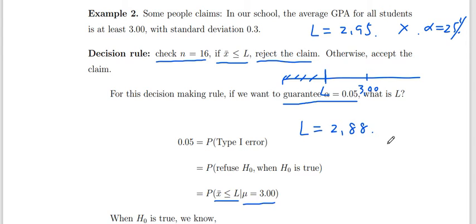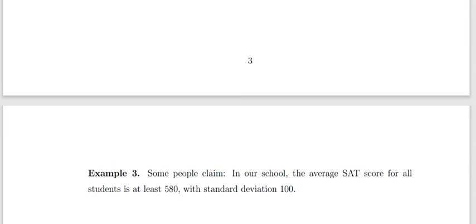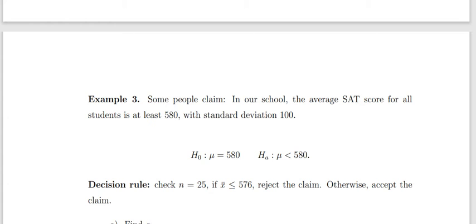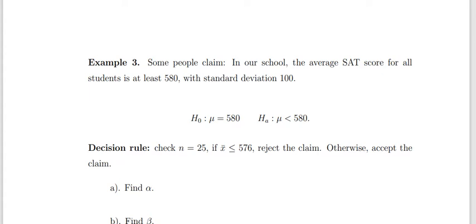Okay, so once we have a decision making rule, we can find alpha. Here, in order to guarantee we have this alpha, we want to set our decision making rule. Now, once we have a decision making rule, we can find alpha and beta, right? So let's check this problem.